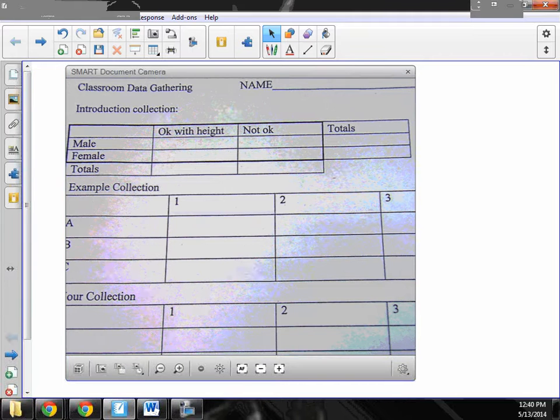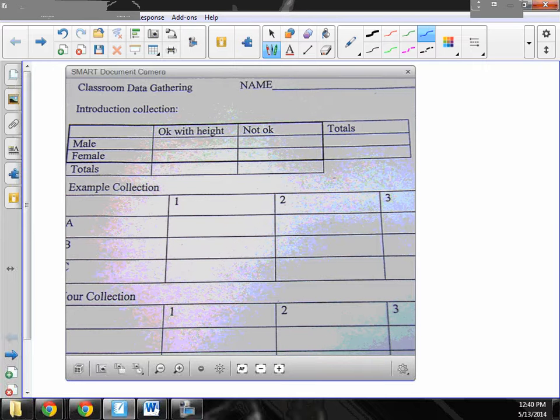Okay? So, by raise of hands, how many of the boys are okay with their current height? 1, 2, 3, 4. Okay? So how many boys would like to be taller or shorter? 1, 2, 3, 4. So do we only have 8 boys? Did anybody not vote? 1, 2, 3, 4, 5, 6, 7, 8.